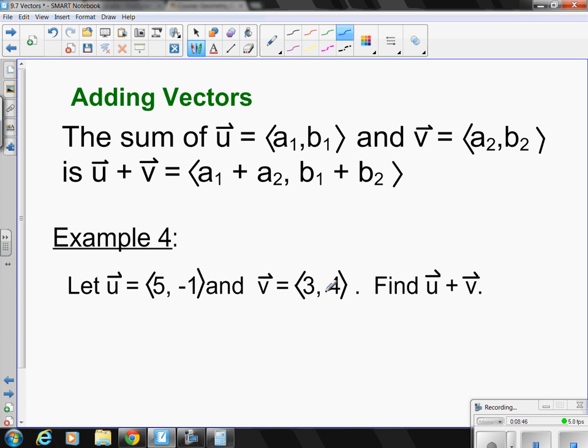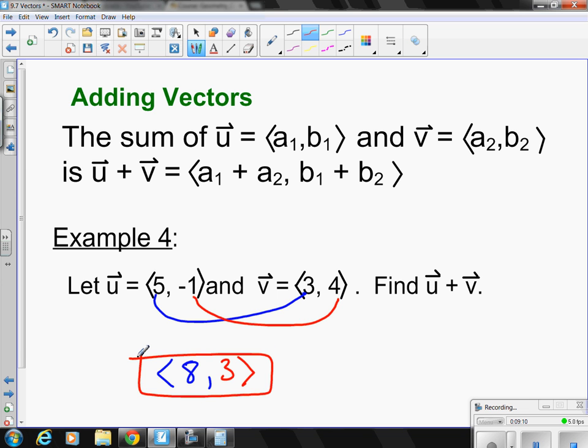5, -1, 3, -4. If I want to add these, I add my x components together and my y components together. So 5 plus 3 is 8. That's how far I'm going in the x direction. And -1 and -4 is -5. That is the sum of those two vectors.